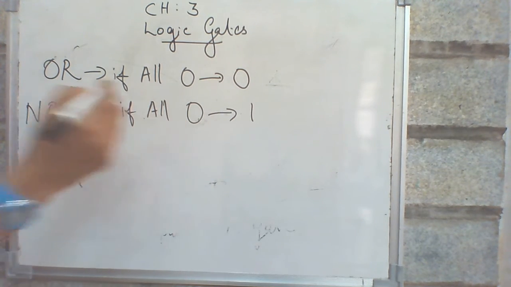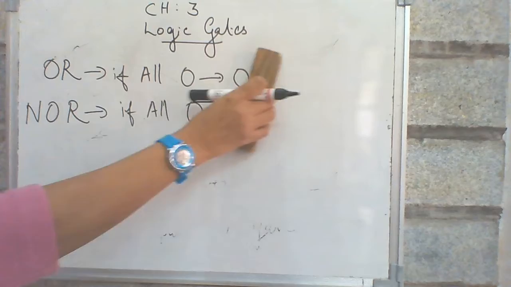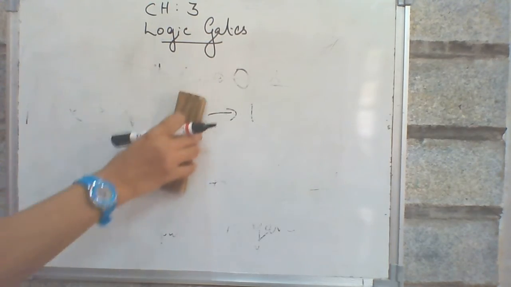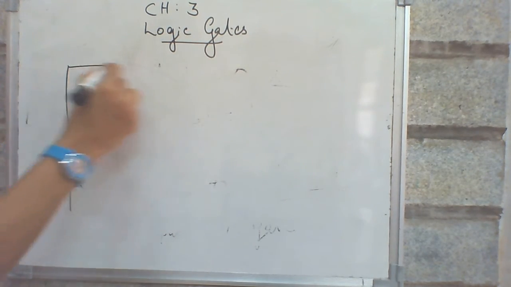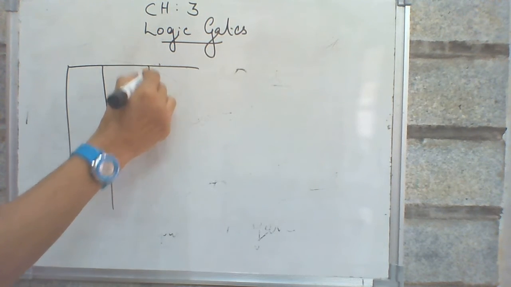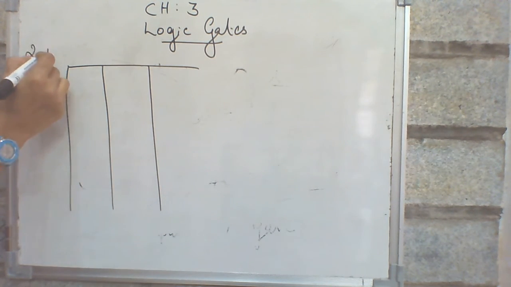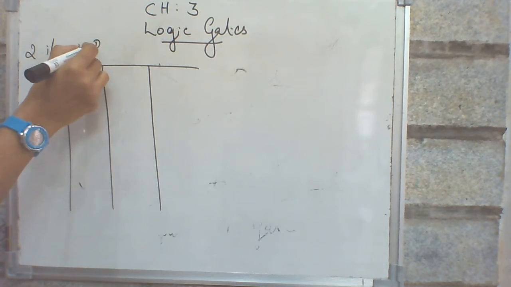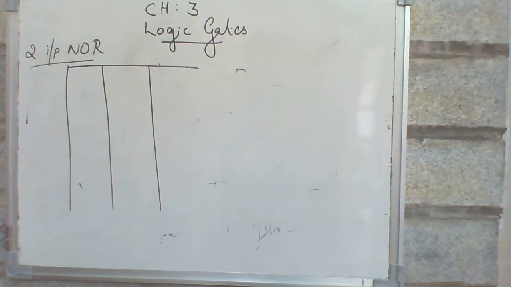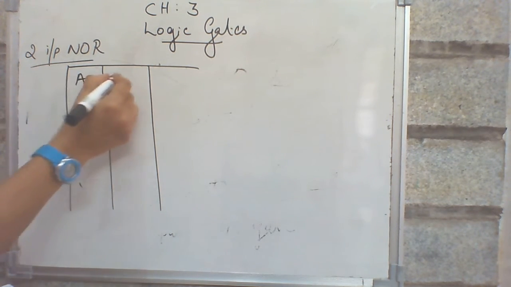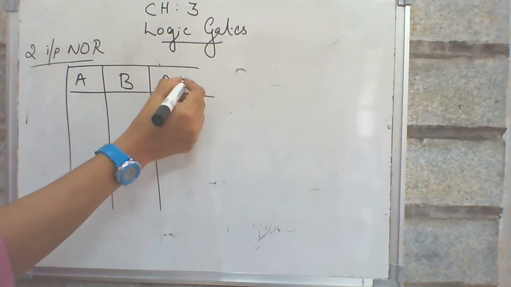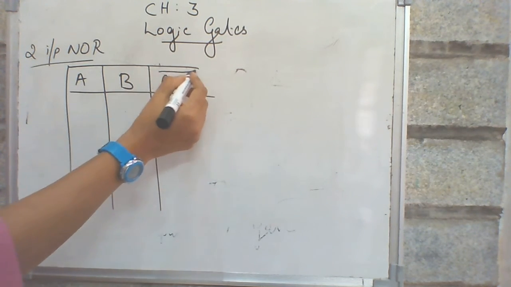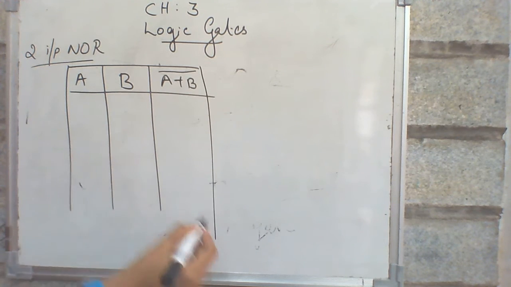Then representation of 2 input NOR gate, we saw that one. Now we can see the truth table, the 2 input NOR gate truth table. How can we draw the truth table of 2 input NOR gate? A and B are the input. What will be the output of NOR gate? OR gate means output will be A plus B. NOR gate means output will be A plus B the whole bar.